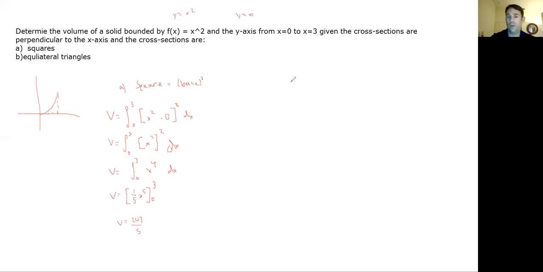All right, so for the equilateral triangles, the area of an equilateral triangle is √3 over 4 times the side length squared, or in this case, the base squared. So I'm going to use that same setup, but I'm going to make my constant value √3 over 4.